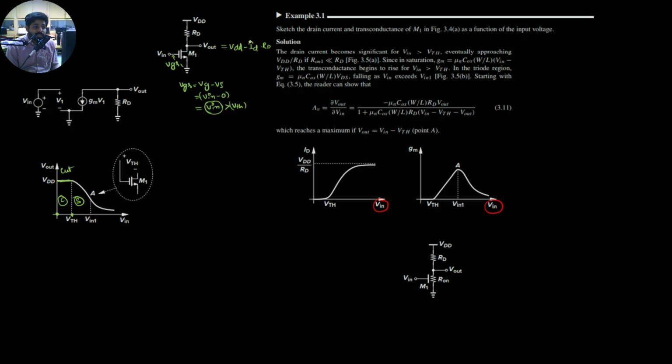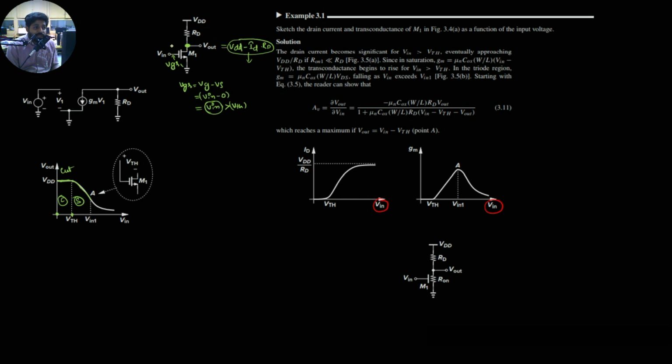So as VGS increases, ID will increase, so the VDD minus ID times RD term will be reduced. So the V output quantity will be reduced as you increase V input. This is how, in the saturation region, V output drops as V input increases.